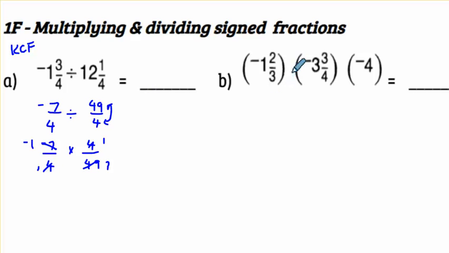Okay, we move on to B. Let's change these into improper fractions. So this one would be -5/3. And this one would be 3 times 4 is 12. Let's see, 15/4, and it's negative. And then this one we can always just slap a 1 underneath any whole number.